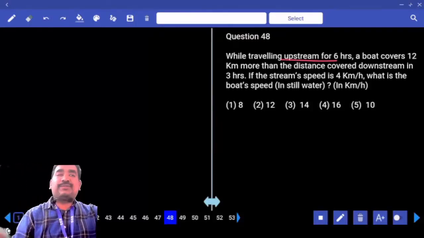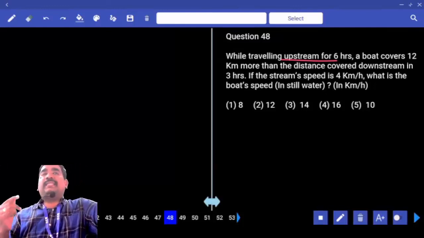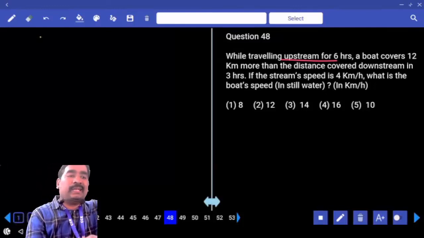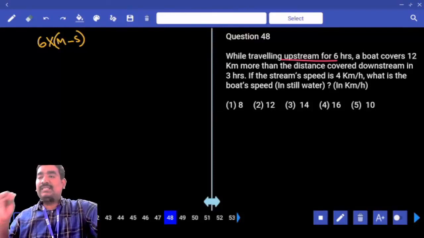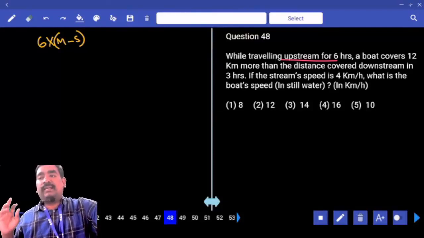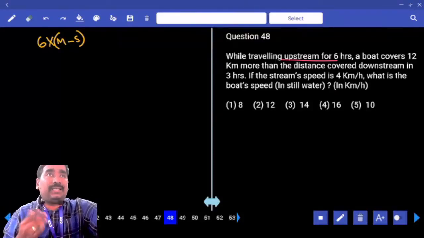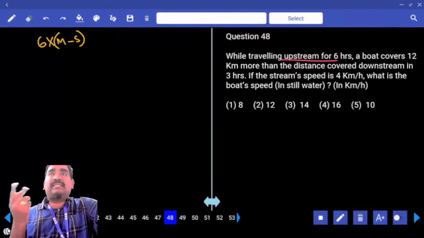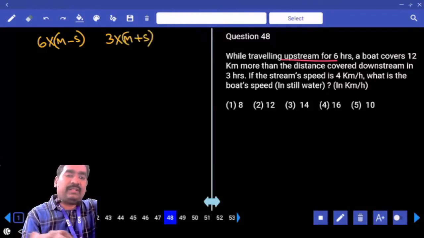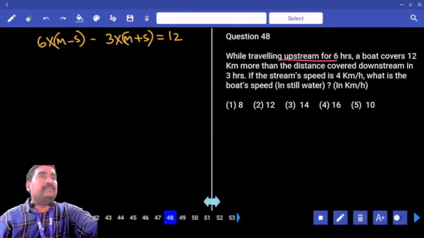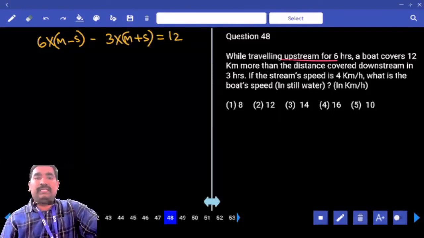6 hours upstream. Upstream means m plus s or m minus s? M minus s. 6 into m minus s. That is the upstream distance, 12 kilometers more than the distance covered downstream in 3 hours. Downstream means m plus s or m minus s? 3 hours means 3 into m plus s. The difference between these two distances they gave is 12 kilometers.